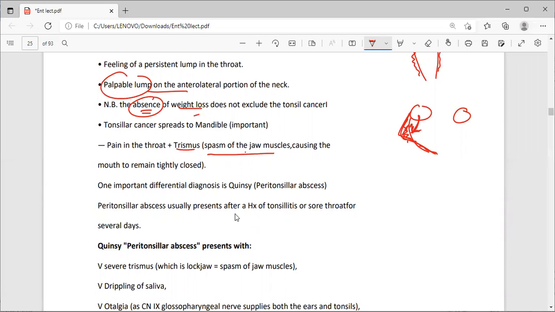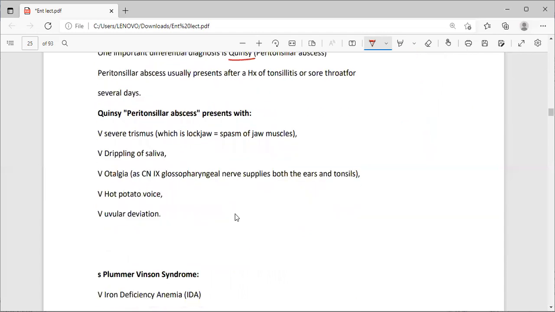One important differential diagnosis is quinsy. Okay, in quinsy, I already told you, it can also cause the lockjaw. Peritonsillar abscess usually presents after a history of tonsillitis or sore throat for several days. So quinsy, that is peritonsillar abscess, it also has the lockjaw, and it can occur as a complication of recurrent tonsillitis.